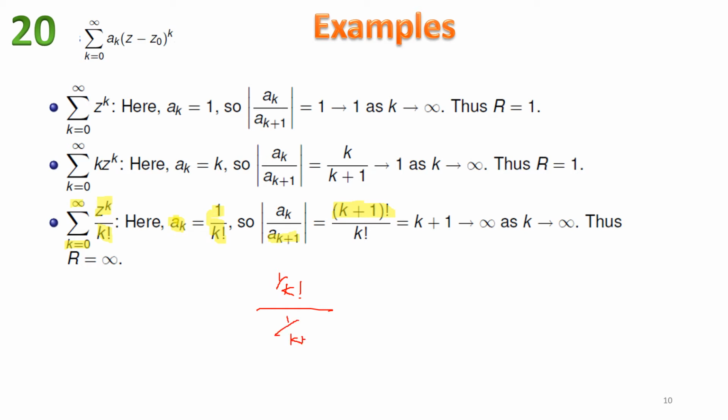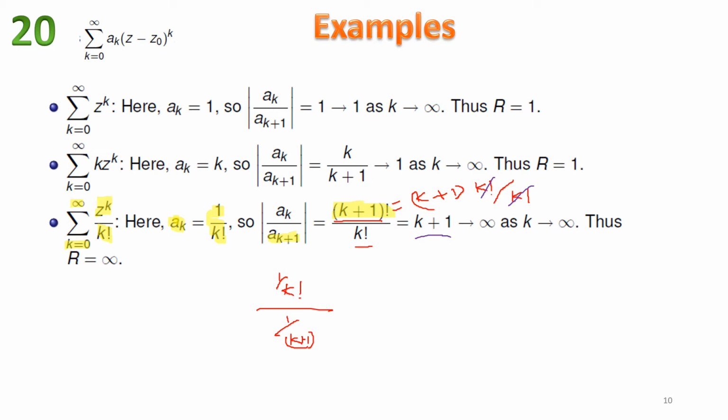So this turns out to be (k plus 1) factorial upon k factorial. So you can write this (k plus 1) factorial as (k plus 1) into k factorial divided by k factorial. I'm writing it in short so that I can process as I desire, and here you can cancel k factorial in the numerator and denominator. So we are left with k plus 1.